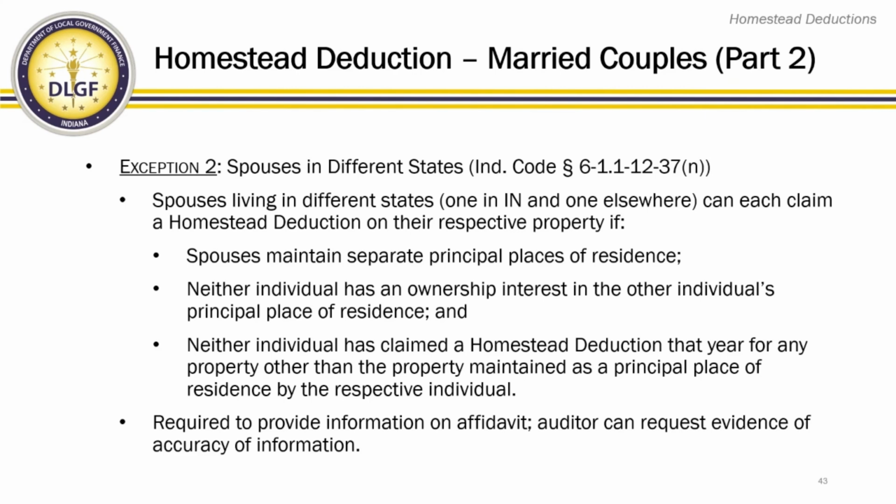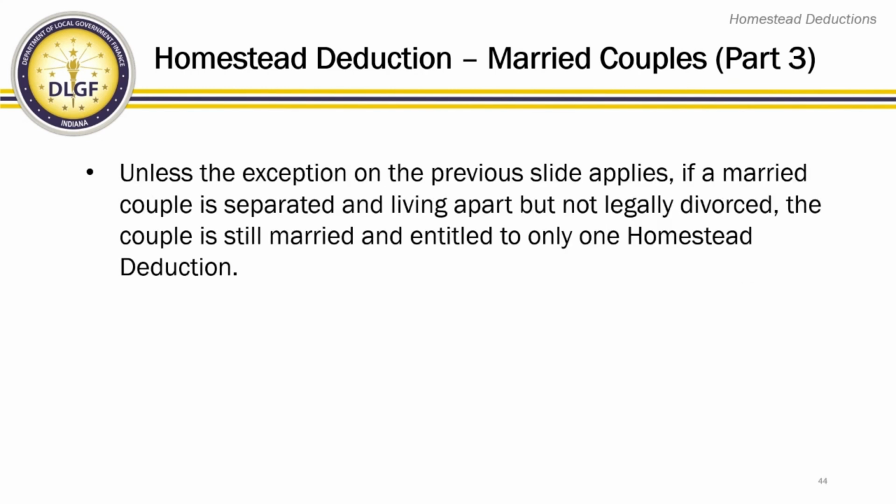Now, to collect the information to verify that these prongs of the statutory test are met, the county auditor would prescribe an affidavit that would be submitted by the individuals, providing the necessary information to show that they maintain a separate residence, they don't have any ownership in those residences, and that they're not claiming a homestead on another property at the time.